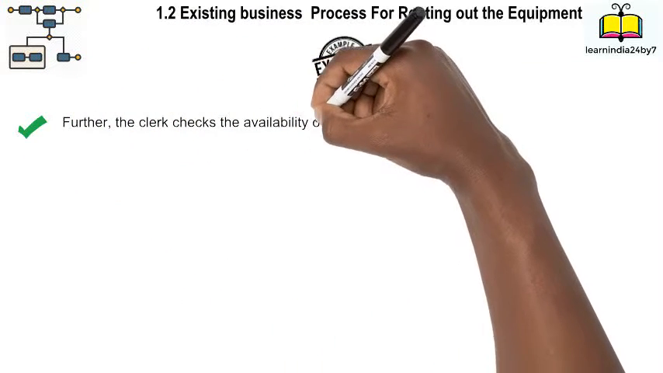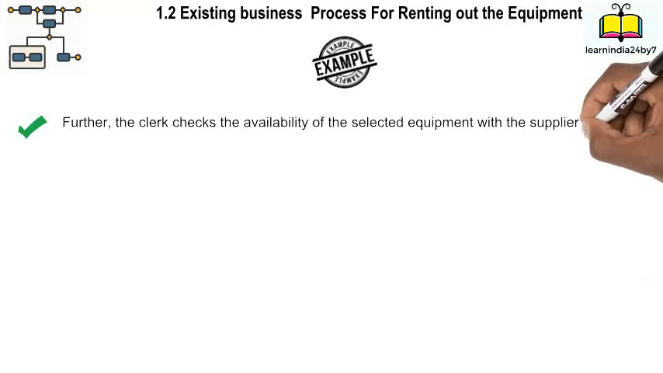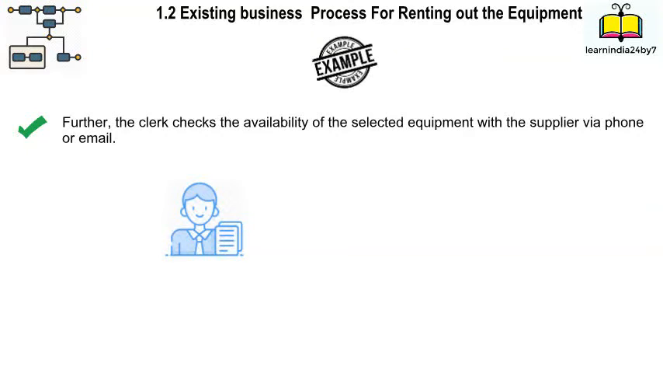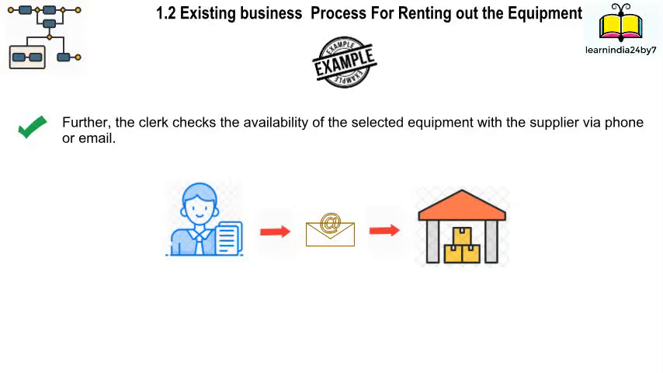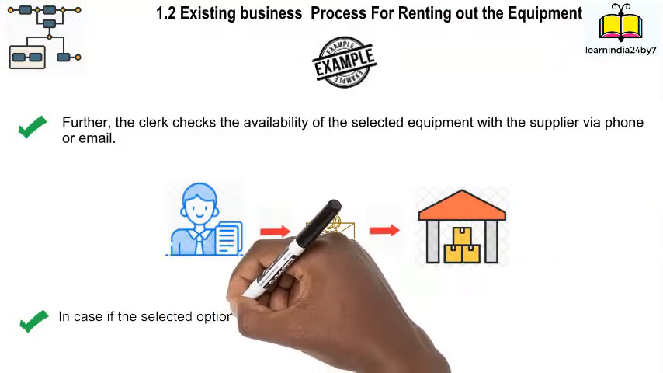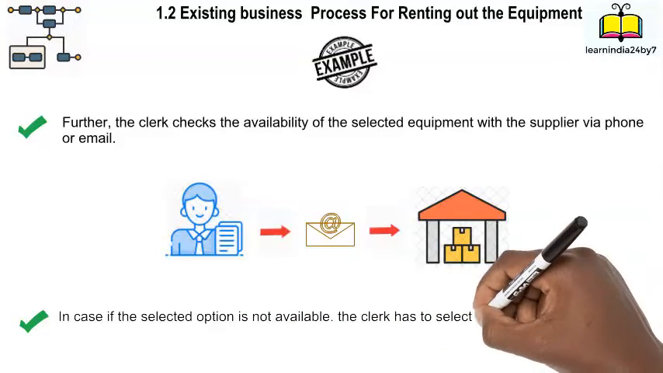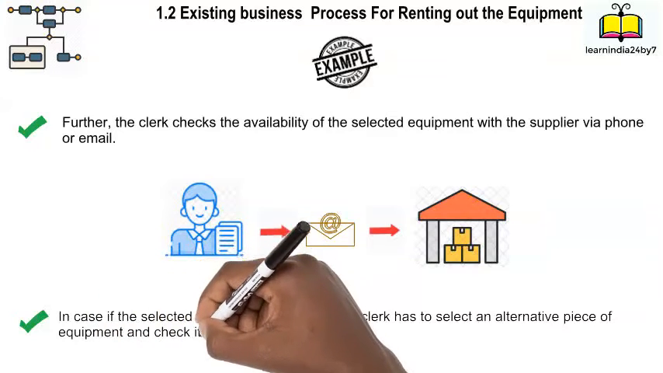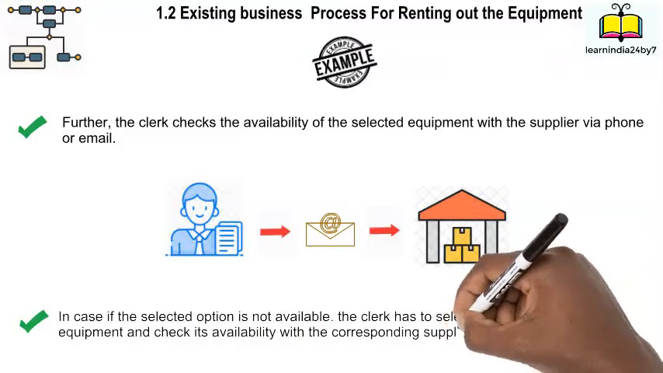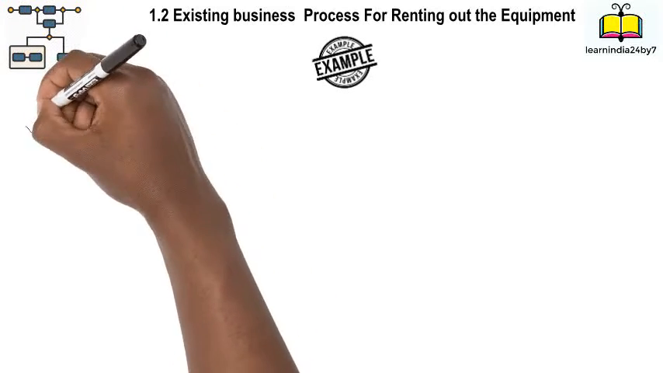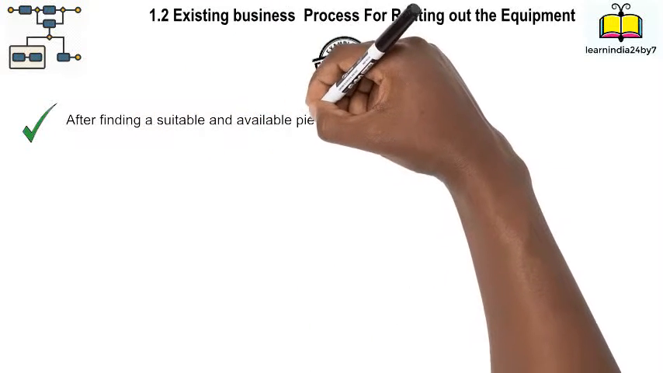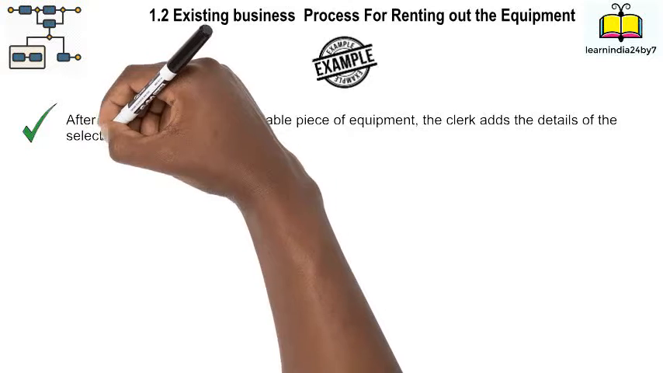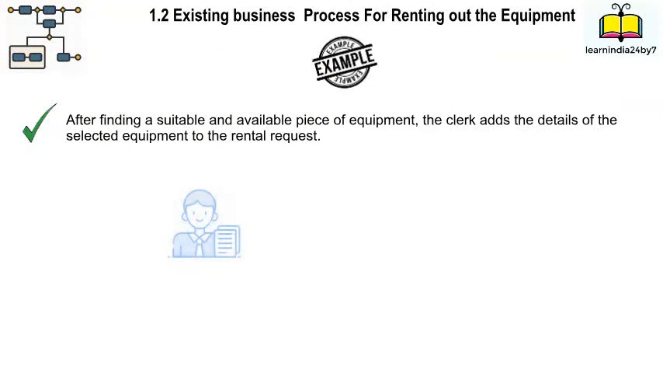Further, the clerk at the depot checks the availability of the selected equipment with the supplier through phone or mail. In case the selected option is not available, then the clerk has to select an alternative piece of equipment and check its availability with the corresponding supplier. After finding a suitable and available piece of equipment, the clerk at the depot adds the details of the equipment to the rental request.